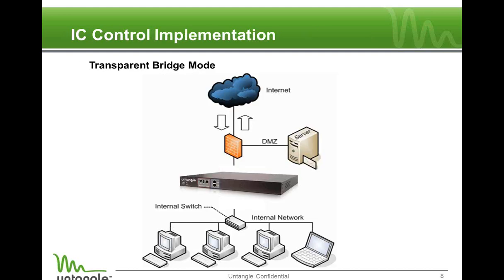So how do we deploy IC Control? How is it implemented? A typical deployment for us is going to be an inline, transparent bridge. And we are going to sit in the flow of traffic right inside your firewall before your core switch or router so that we can see and be in the flow of traffic and be able to identify and give you that clarity that I mentioned earlier.